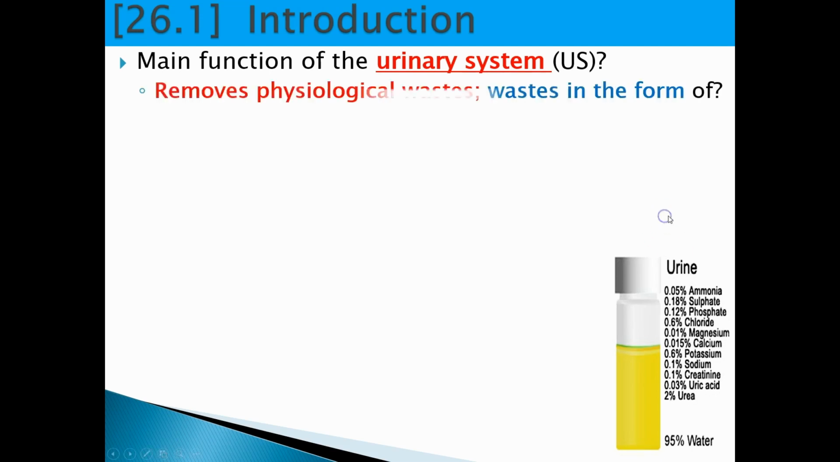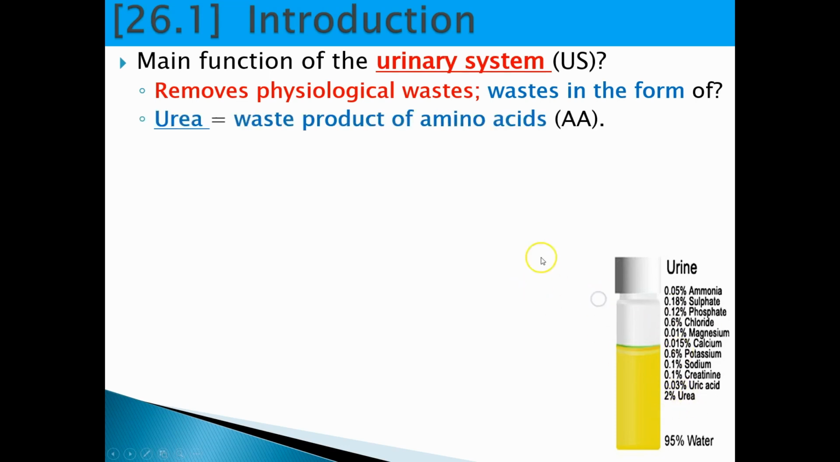But overall, the urinary system's function is to remove physiological waste. And when we talk about these physiological wastes, we have to consider what waste we are talking about. If you're just looking at the figure, you might have been able to come up with the best answer of the main waste, which if you look at the percentages, hands down, urea is going to be the main one. And that's the waste product of amino acids, something that we talked about through digestion and more specifically metabolism when we were talking about deamination, right?